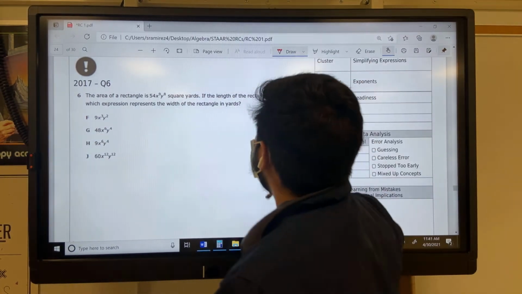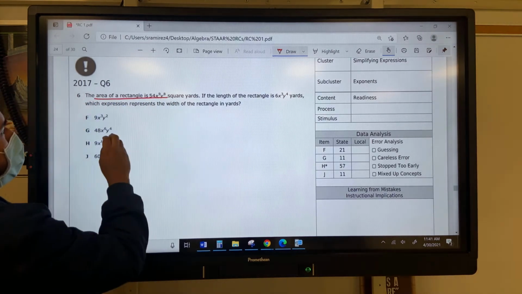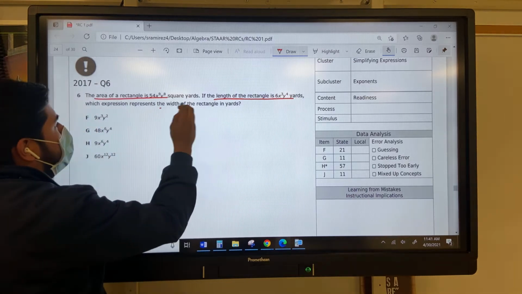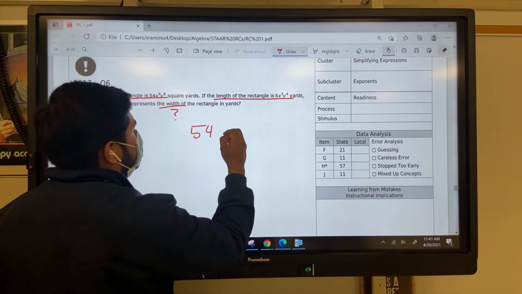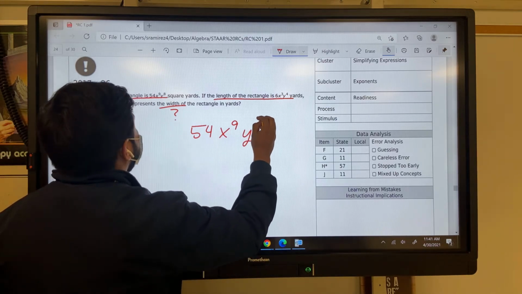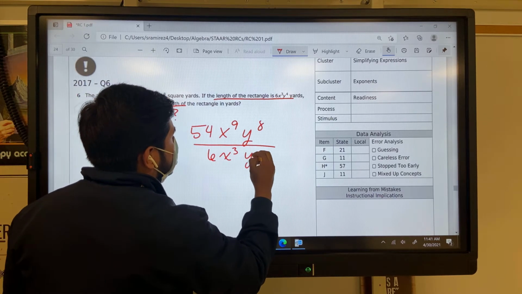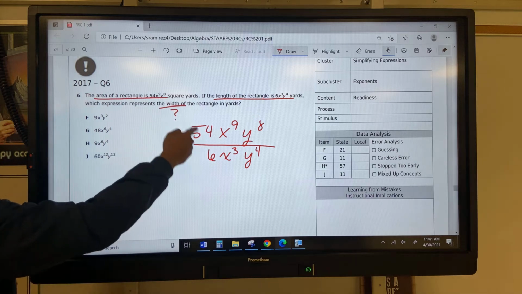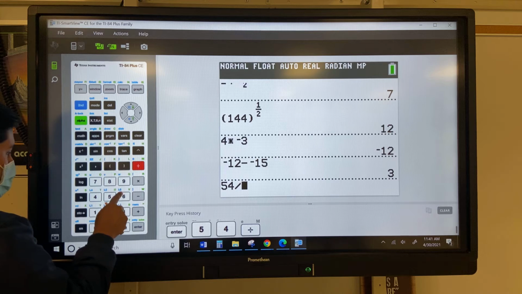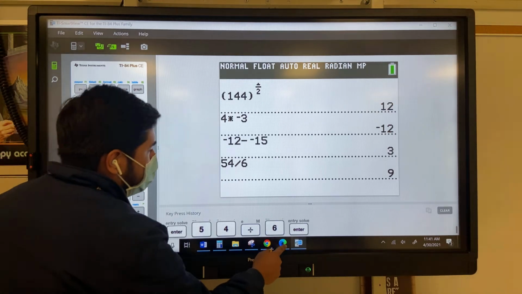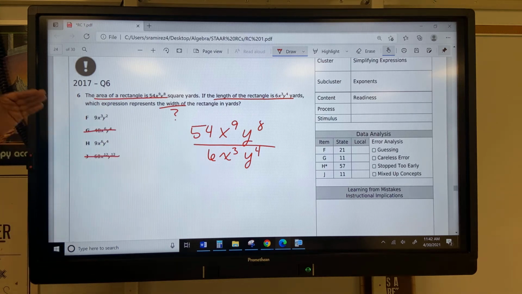I promise. All right, so right here, the area is given. They give me the length. We don't know the width. This is the division problem: 54x^9y^8 over 6x^3y^4. You see a fraction, you divide those guys. 54 divided by 6 gives me a beautiful 9. Can immediately cross those out. Now we're helping each other out.